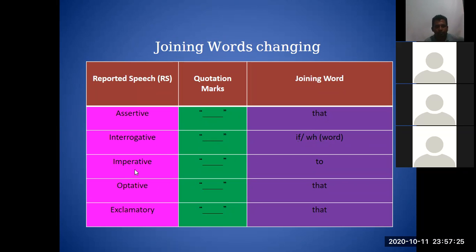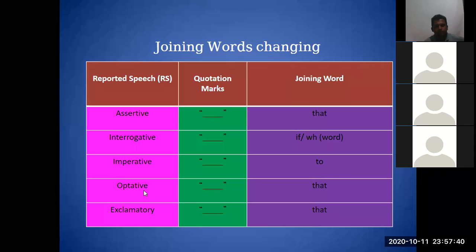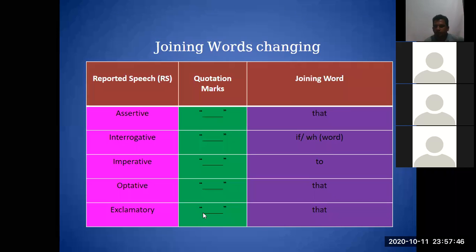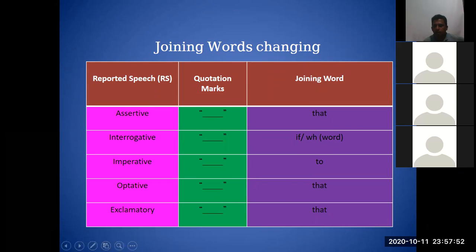Imperative sentence, we put to as linker in place of inverted comma. But if the sentence begins with let, then we put that in place of inverted comma. In optative sentence and exclamatory sentence, we put that in place of inverted comma. Is it clear? Yes sir. Okay, thank you. Now look at the next slide.